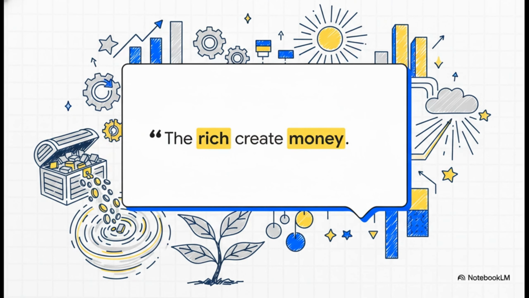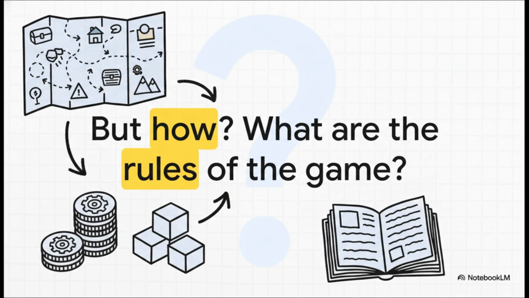Okay, so it all boils down to this one kind of wild idea. The rich don't just earn money, they literally create it. Now, I know that sounds impossible, maybe even a little crazy, but it's the central idea we're going to unpack right now. But how? How do you actually create money? It sounds like some kind of magic trick, but it's not. It's a system. It's a game with a very specific set of rules. And if you want to win that game, you first have to understand the board.